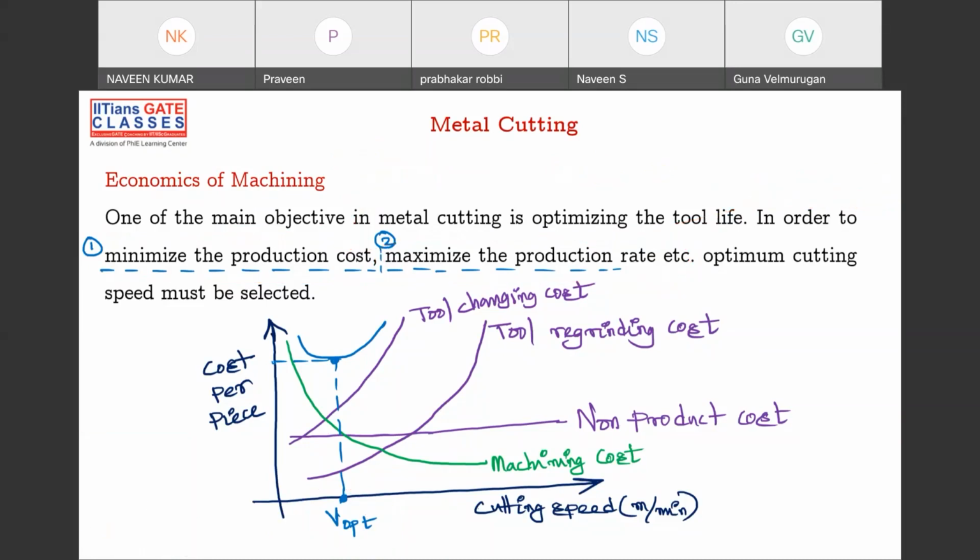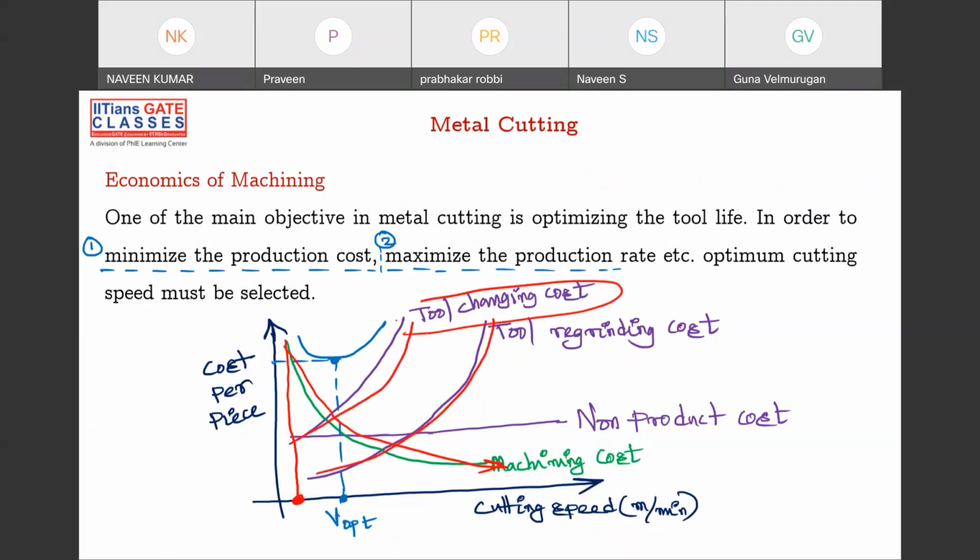And what is that formula? I'll show you. So you can obviously see here, machining cost is very high if your velocity is low. Machining cost is very high because you're cutting very slowly, so it will be very costly. And as you increase the velocity, cost per piece will come down. But what is happening? Your tool cost is increasing, regrinding cost is increasing.